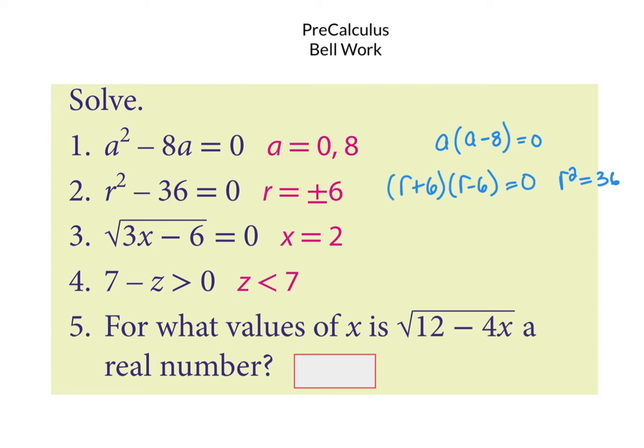Number 5 says, for what values of x is the square root of 12 minus 4x a real number? In order for it to be a real number, it needs to be greater than or equal to 0. So you could have actually set this up the same way you did 3 with just a greater than or equal to. It has to be greater than or equal to 0 to be a real number. If it is less than 0 in the root, you have a problem, right? And so you can just solve it. Then you're going to move your 4x over, divide by your 4, and you're going to have that x is less than or equal to 3. Less than or equal to 3 will make that a real number.